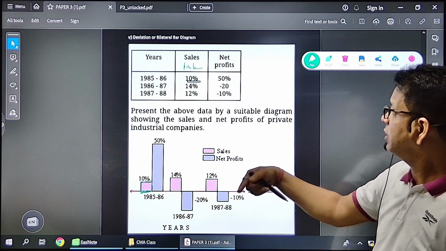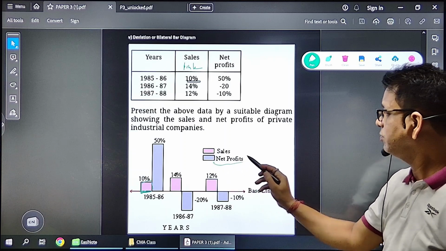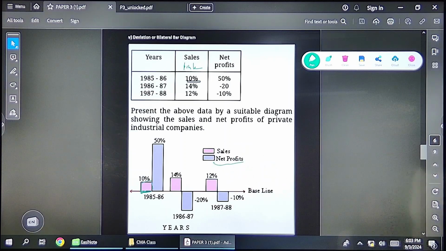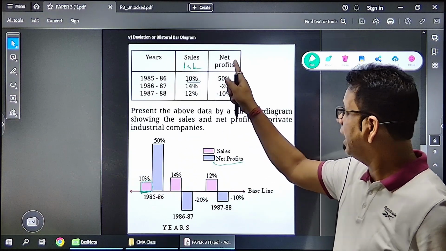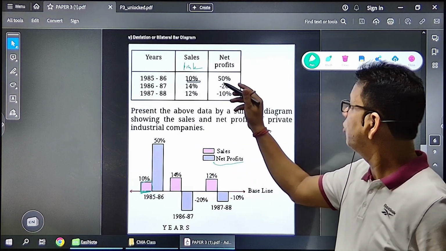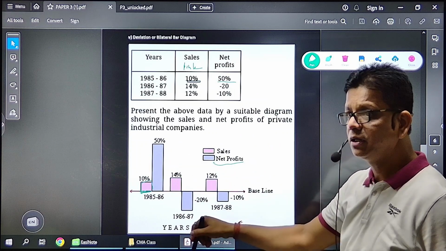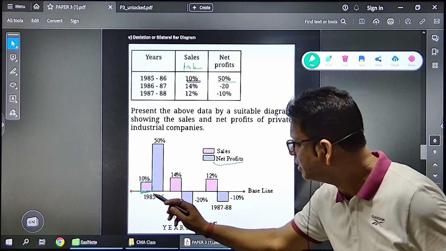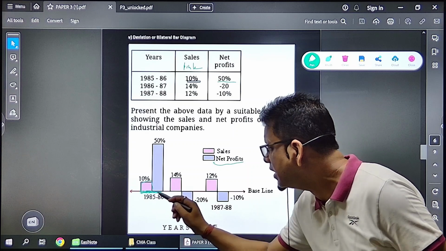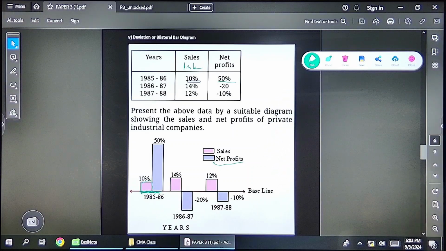Then the profit, whatever profit is earned, that is shown by, suppose, the blue, the purple color, right? So now 10% is the sale. Profit earned is 50%. So this is the graph. But the second one you see, that is for the year 1985 to 86, together they are drawn, like a double bar graph.